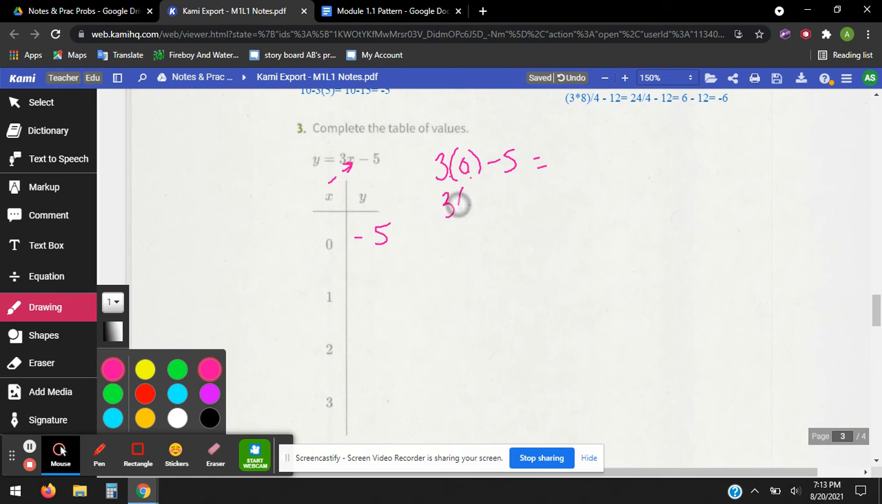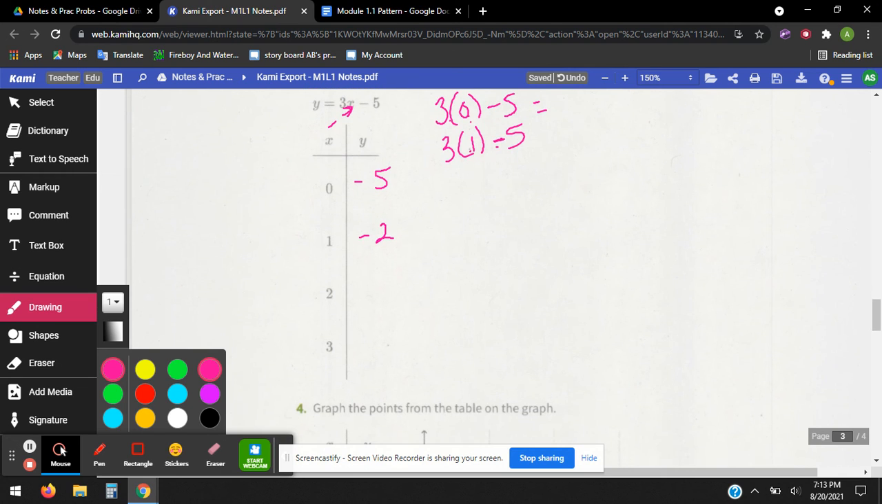Now I'm going to do a 3 times 1 minus 5. 3 times 1 is 3. 3 minus 5 is negative 2. Scroll up here. 3 times 2 minus 5. 3 times 2 is 6. 6 minus 5 is 1. 3 times 3 minus 5. 3 times 3 is 9. 9 minus 5 is 4. I'll be making lots of tables this unit.